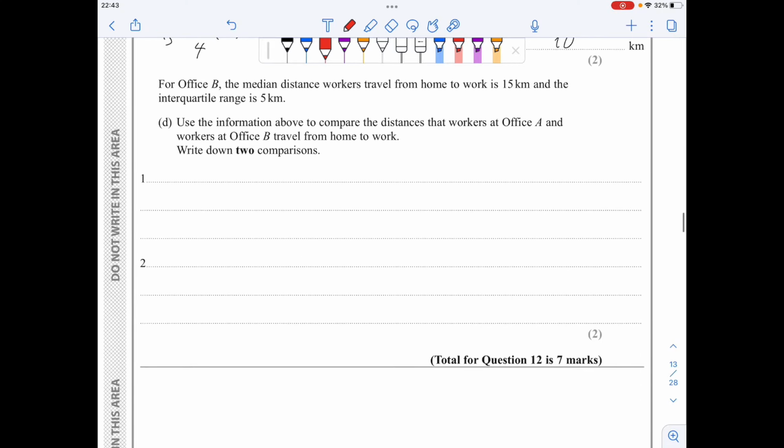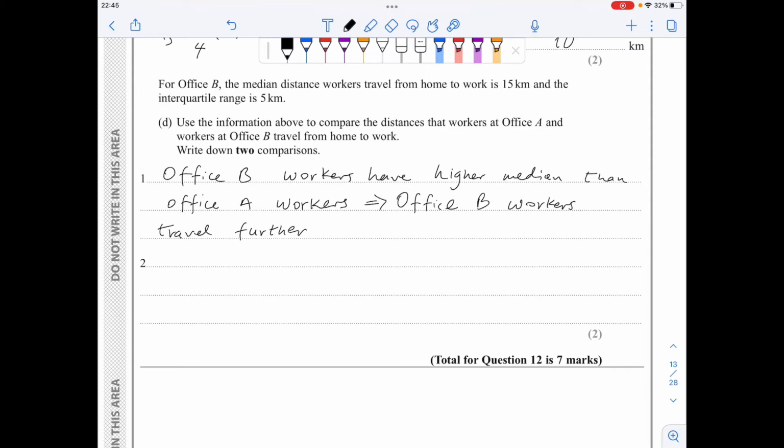Now in part D, I need to make two comparisons between office B and office A, and these are the following. Office B workers have a higher median than office A workers, which means that office B workers travel further. And for the second comparison, I'm going to say that the IQR for office A workers is bigger than the IQR for office B workers, which means that the distances for office A workers are more spread out.